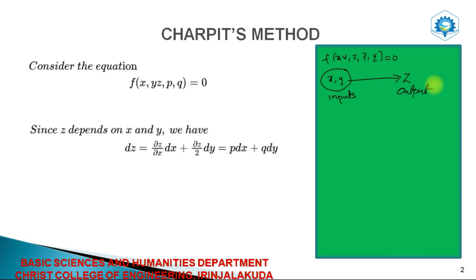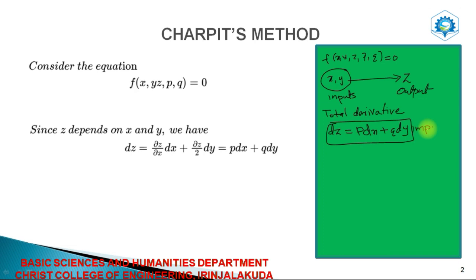Since z depends upon x and y, we can write the total derivative of z as dz equal to dou z by dou x, which is p, dx plus q dy. Now this one is one of the most important equations in solving partial differential equations using Charpit's method. So dz equal to p dx plus q dy. Keep that equation in your mind.